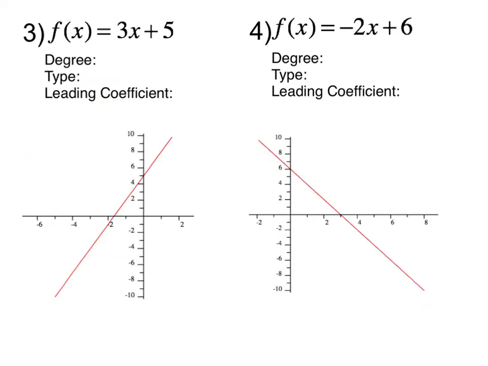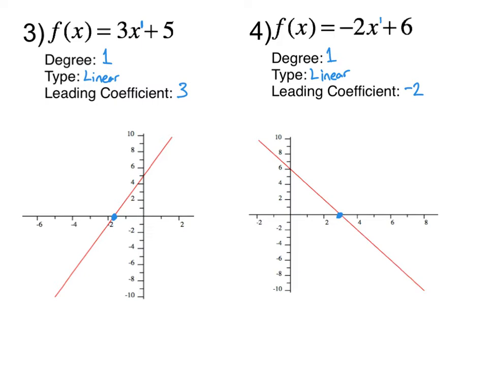Here on number 3, we have linear functions. Degree is 1 right there, so that's linear. All right, again, degree 1 right there, which is linear. Here the leading coefficient is 3, and here the leading coefficient is -2. Notice 1 x-intercept. 1 x-intercept.